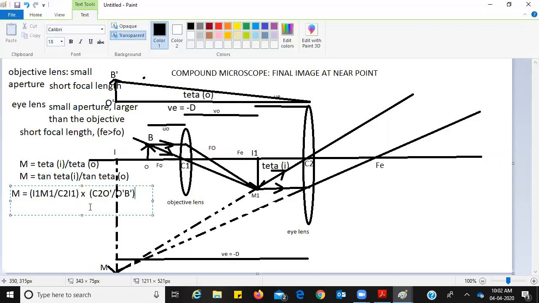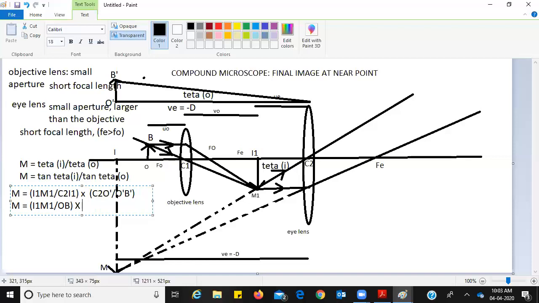So if I rearrange this with a particular purpose, I'll get M is equal to I1 M1 by O dash B dash, which can be OB, right? Yes, sir. I1 M1 by OB. Then what is left? C2 O dash. It won't come like that. I can't write like that.